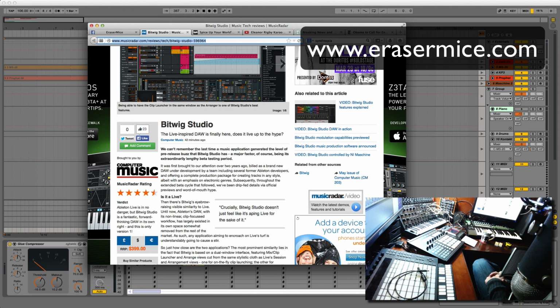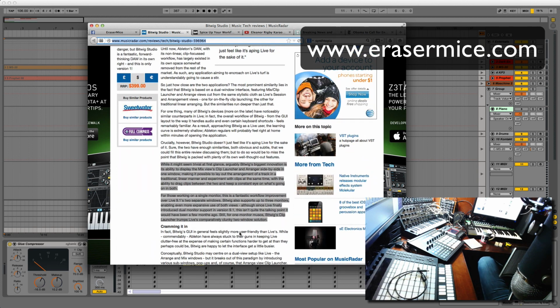Like a lot of people, I just heard about the new release of Bitwig Studio coming out. And the funniest thing, I saw the review. Computer Music had their first big review of Bitwig Studio, and I was flipping through it, and I came to this part, and I read this, and you just have to read this with me.